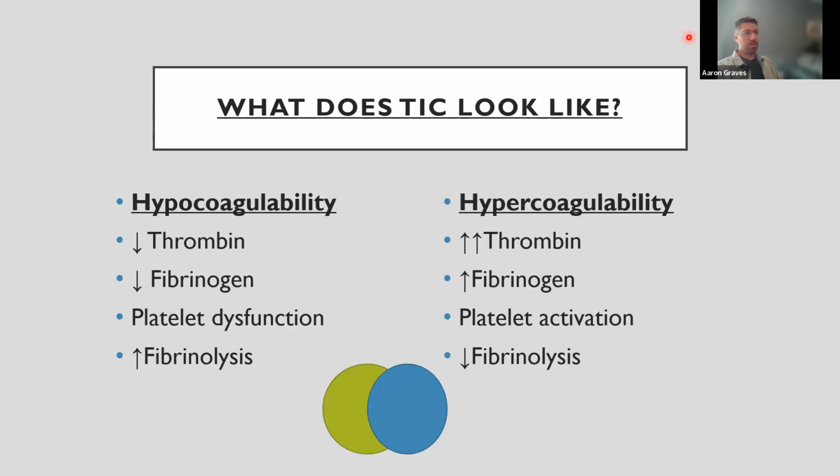So what does TIC actually look like? Well, it runs a pretty wide spectrum of how it can show up and what the phenotypes might look like based on the injury. On one end, you might have hypocoagulability associated with a decrease in thrombin, fibrinogen, platelet dysfunction, and high rates of fibrinolysis. Additionally, you might see hypercoagulability due to a surge in thrombin, increase in fibrinogen, high activation of platelets, and a decrease in fibrinolysis.